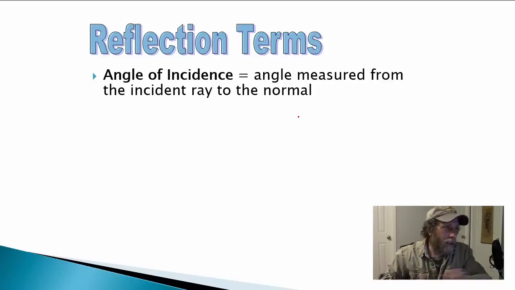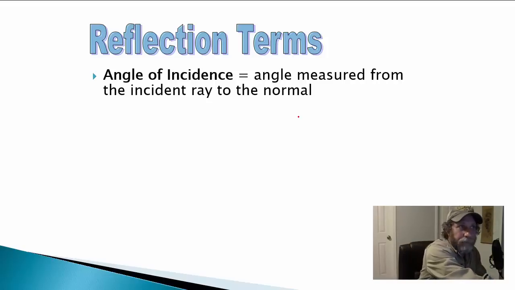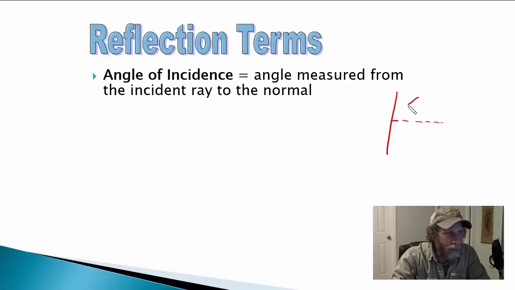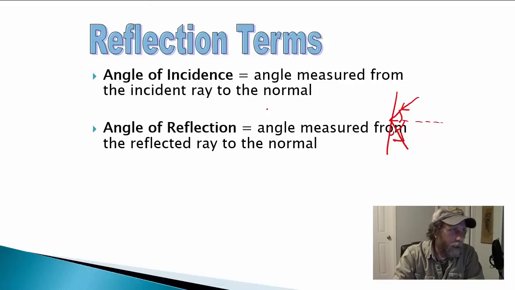Let's get down the angle of incidence. This is the angle that is measured from the incident ray to the normal, as I've told you already. So if this was your mirror, this was your normal, and this was your incident ray coming in, hitting there like that, that would be the angle of incidence between the incident ray and the normal. And if that was your reflected ray, which is the next part, be careful: the angle of incidence is not that angle there.